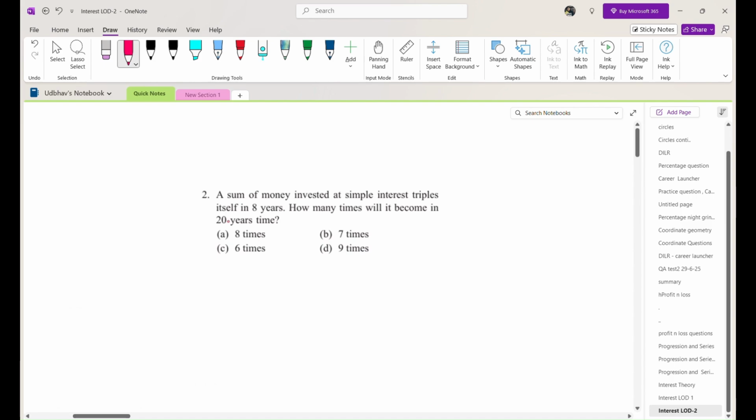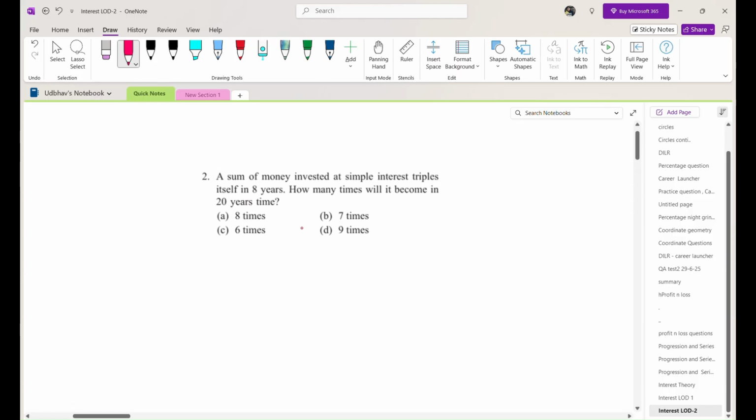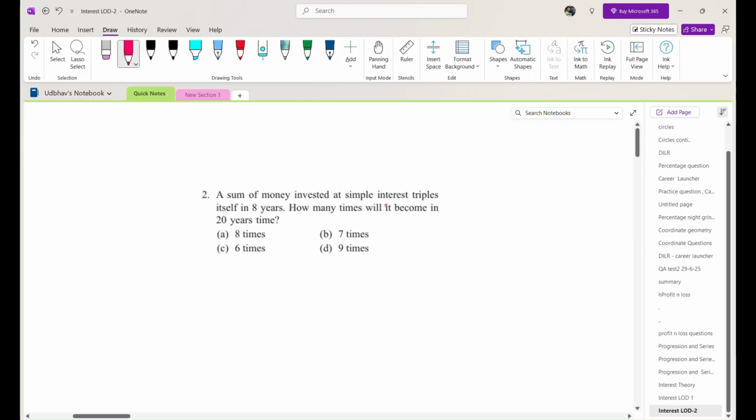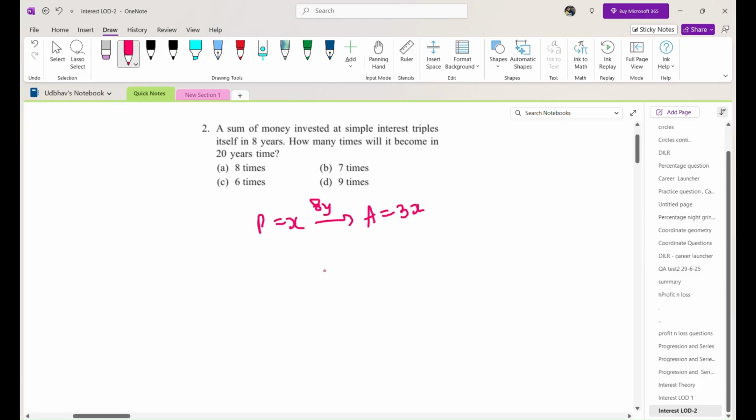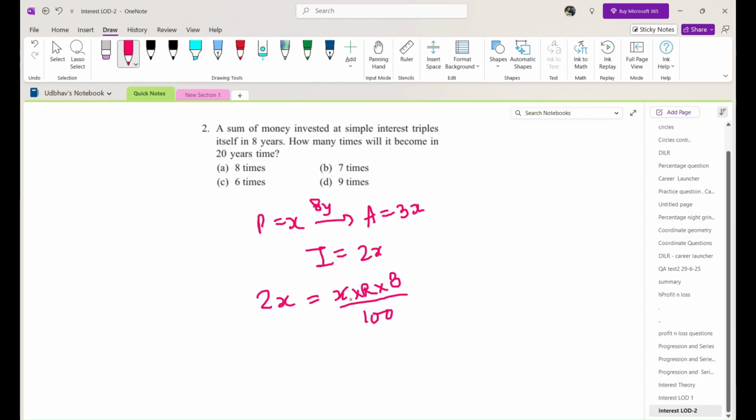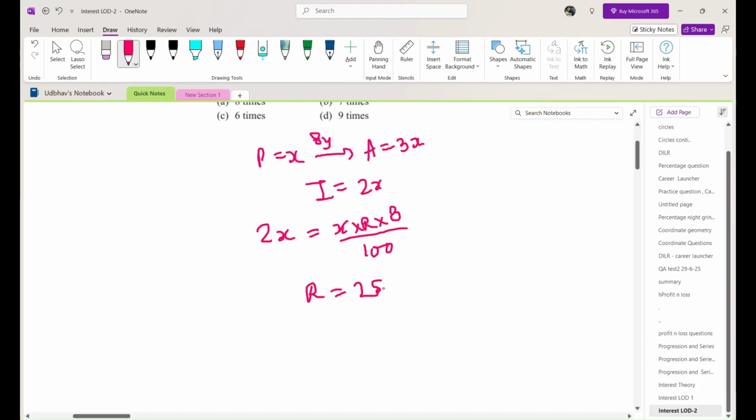The next question says a sum of money invested at simple interest triples itself in 8 years. How many times will it become in 20 years? Okay, so the exact opposite thing is asked. A sum of money is invested at simple interest and triples itself. So the sum was x, it got tripled after 8 years at some rate. So the interest will be 2x. We can find the rate here. Same, the rate will be 25%.